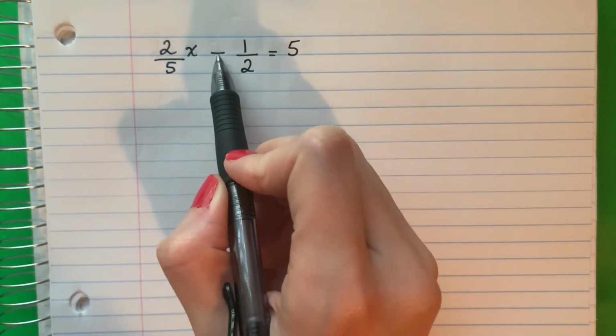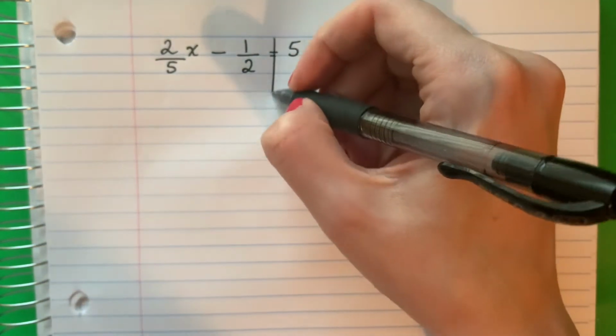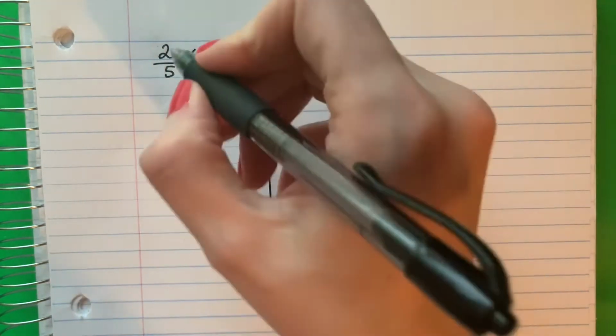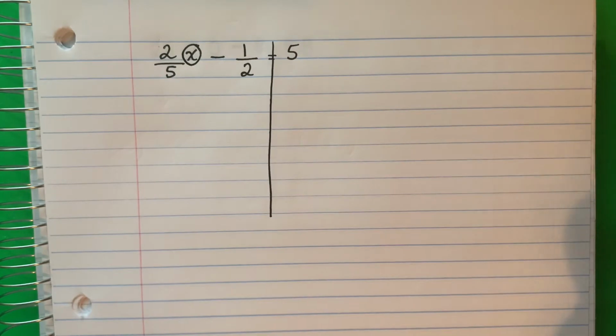2/5 x minus 1/2 equals 5. First, I'm going to go ahead and draw my line on the equal sign to separate the left from the right. I want the x alone, quiero el x solo. And I have two things with x. Tengo dos cosas con x.